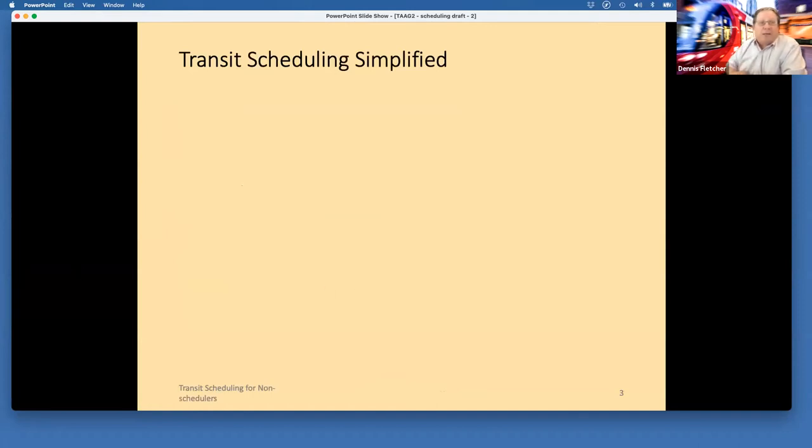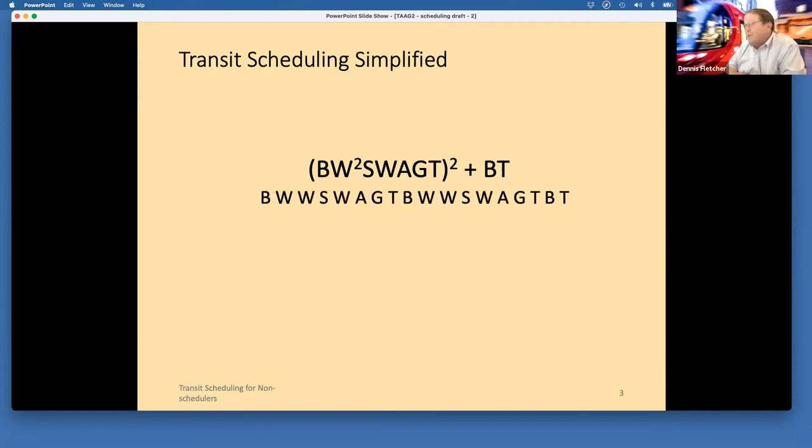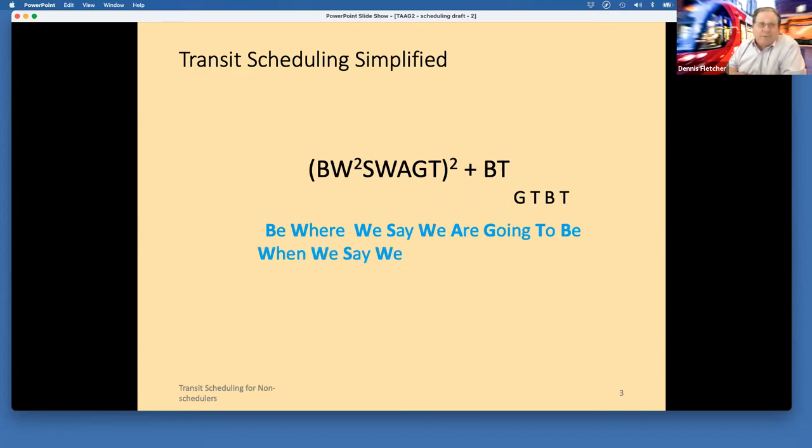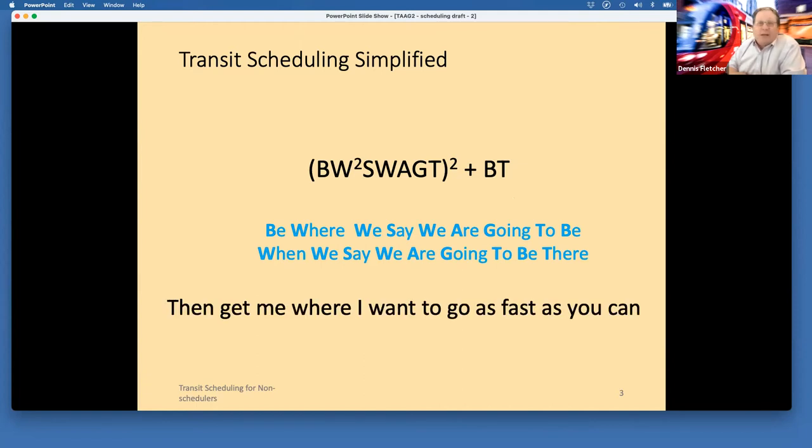In my experience, the customer needs and operational requirements can be summarized in a single formula that looks like this. This is simpler than it looks. When you expand it algebraically, it gives you this, which is simply just another way of saying that we want to be where we say we're going to be when we say we're going to be there. That's the fundamental tenet of scheduling. The customer, though, has one more expectation, and that's, once I'm on the bus, get me where I want to go as fast as you can. So it's just that simple, but simple is not a synonym for easy. Let's take a look at the process and some of the details.